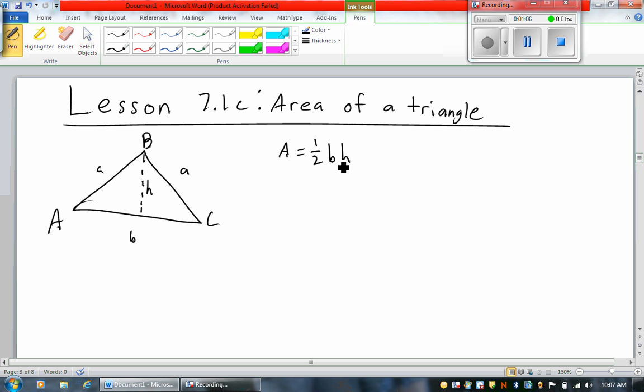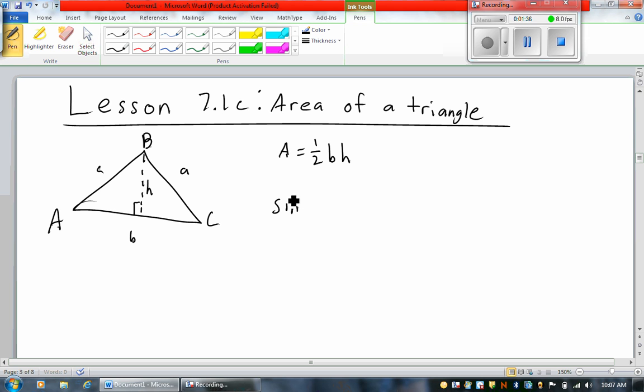This formula is only useful if we know this height. What we want to do is come up with a formula where the height is not important. We're going to just be able to use the sides of a triangle to do it. And like I said, we're going to use the law of sines to get that. So take a look at this right triangle that is created, where h actually is the height.